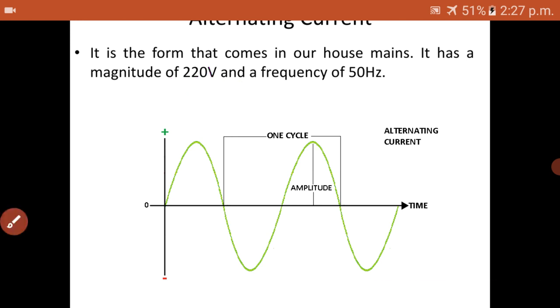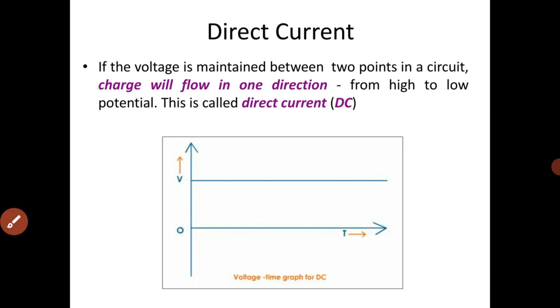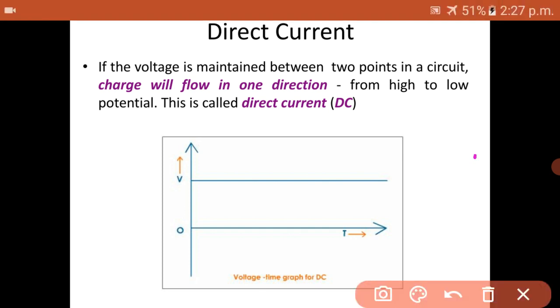नेक्स्ट इज़ द डीसी करंट. If the voltage is maintained between two points in the circuit, charge will flow in one direction from high to low potential. This is called direct current. अब direct current क्या है? In direct current we can see only the positive और negative cycle. Direct current में आपको या तो positive cycle मिलेगा या negative.